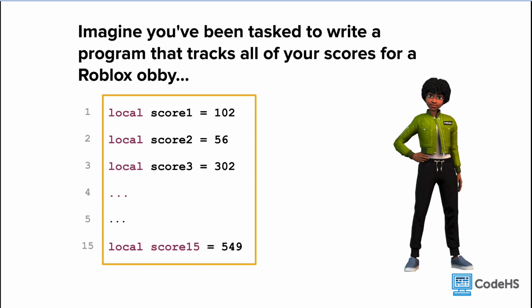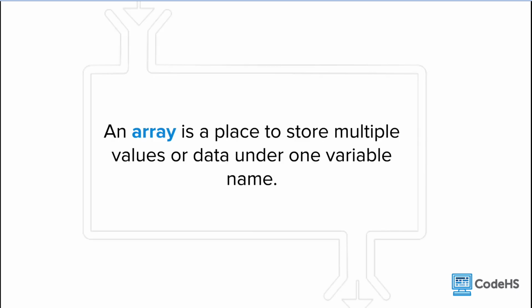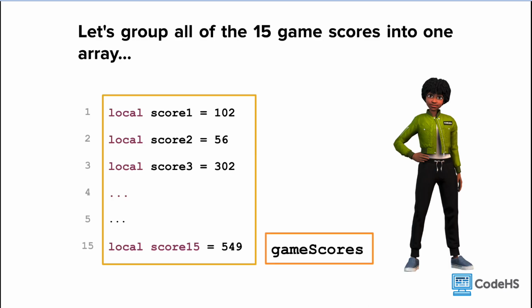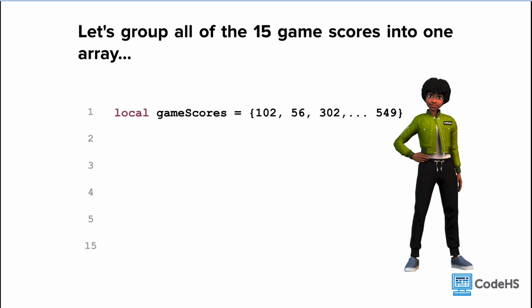What if there was a way to store all of these scores in one place, so that we'd only need one variable named game scores? And what do you know? There's a way. An array is a place to store multiple values or data under one variable name. Okay, so let's group all of the 15 test scores into one array. Well, that's much better. Now we only need one variable named game scores to hold all of the 15 game scores.